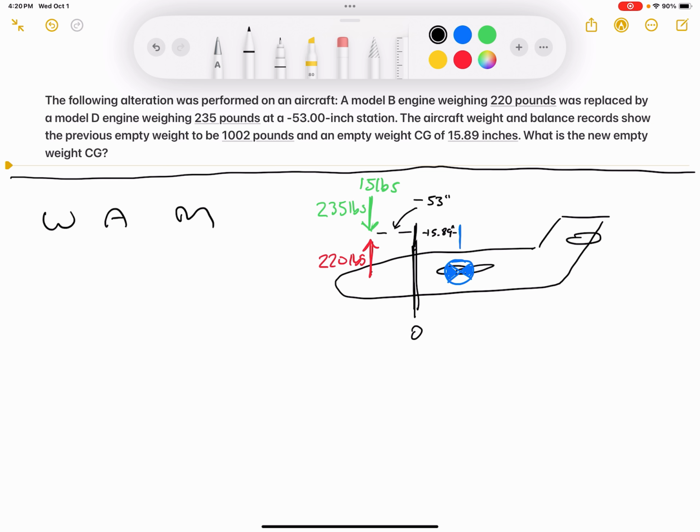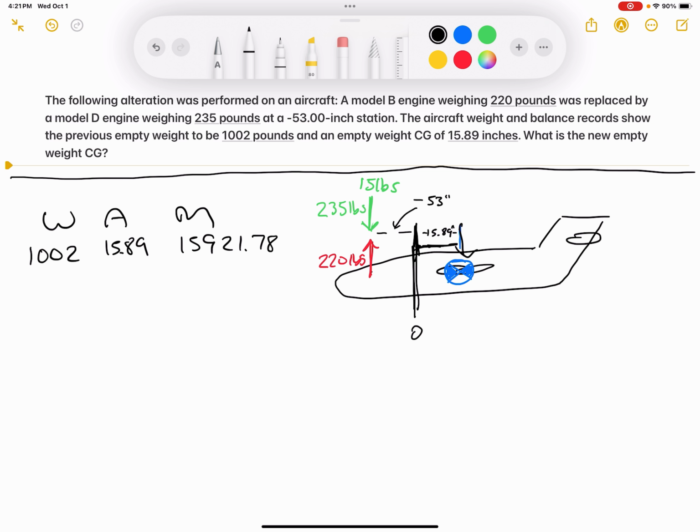We have WHAM. We're going to use that. We do know that we have an empty weight of 1,002 pounds, and we know that that is at a distance of 15.89 inches away from the datum. So that's right over here, 15.89 inches. That's where our old center of gravity was. It will slightly change because we've changed the weight distribution of the aircraft. So we can just go ahead and get our moment. We're going to multiply these two together, the weight times the arm, to get our moment.